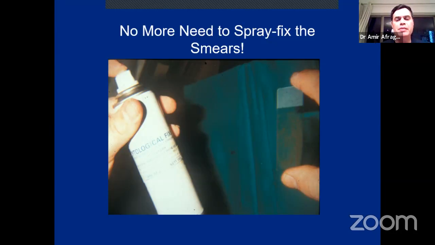And then you spray fix the slide. You need to hold the spray a little bit away from the slide, because you don't want to blow off all the material you have collected. Then you spray the slide nicely to create a wet smear. You need to do that very quickly and spray fix the cells before they dry out. So you need to be quite quick.